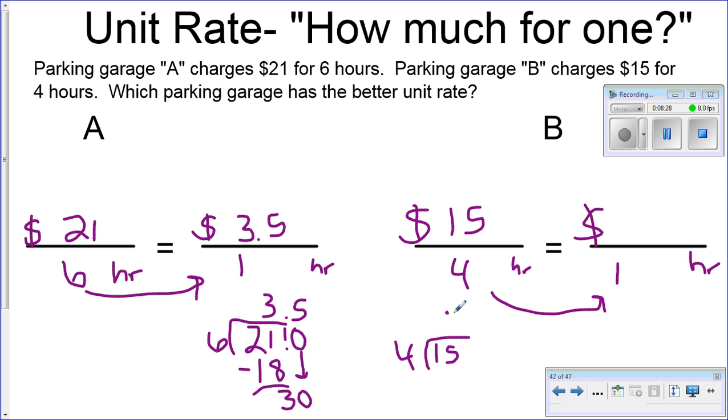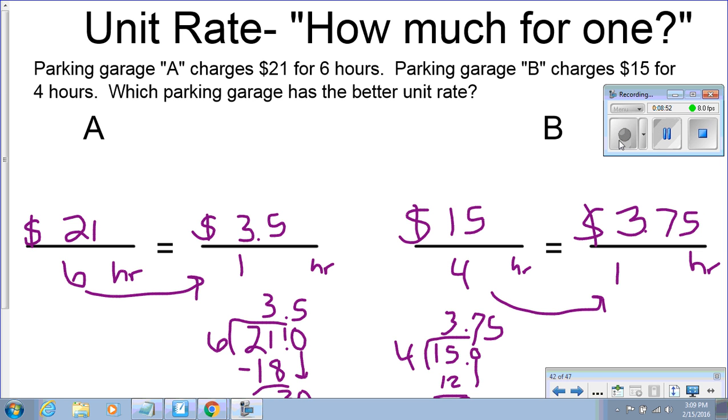4 goes into 15 3 times. I get 12, remainder of 3. Add a decimal and a 0. 4 goes into 30, 7 times. And as we divide through, we're going to get 3.75. Okay, so as we compare these 2 unit rates, parking garage A is charging $3.50 for 1 hour, and parking garage B is charging $3.75 for the exact same amount of time.